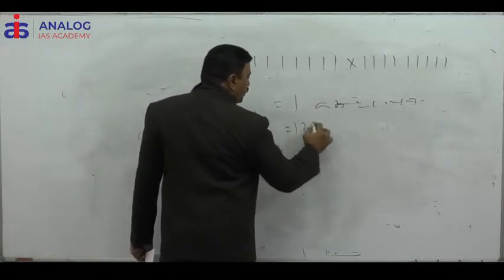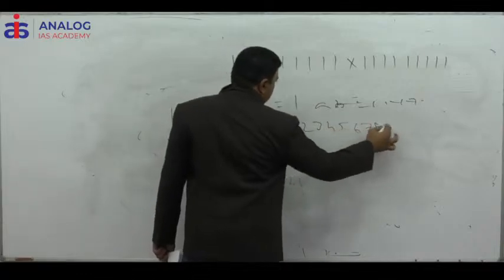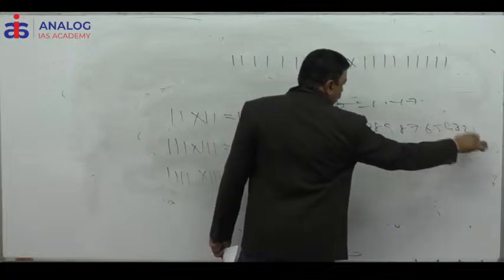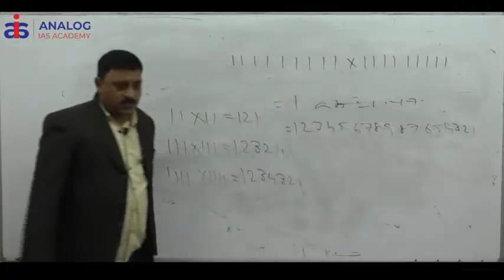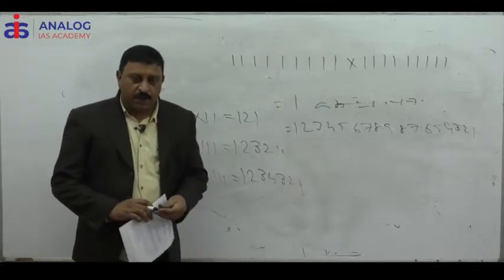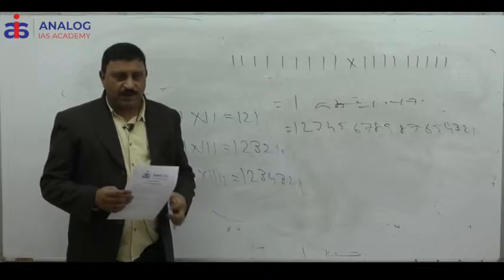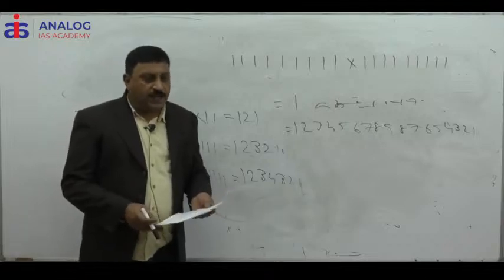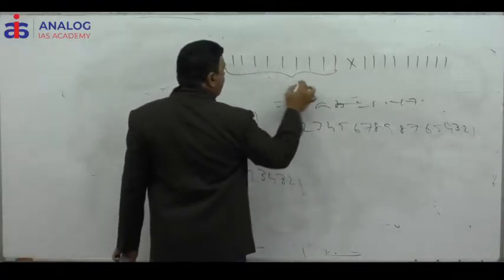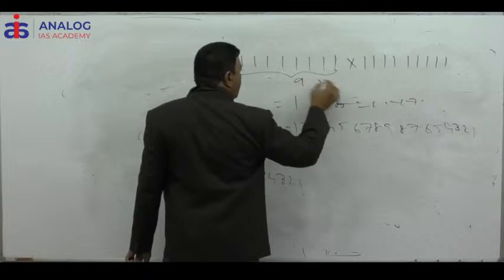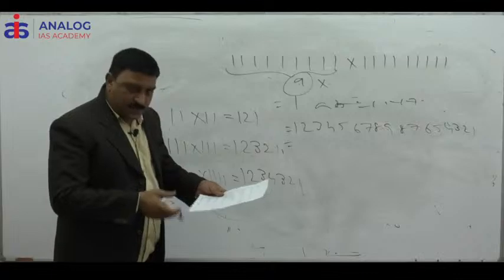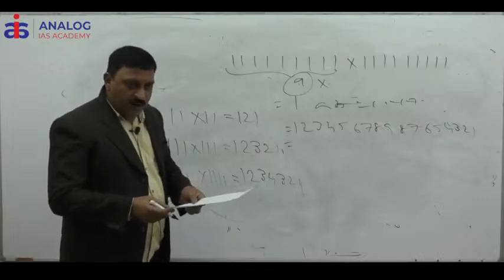So your answer is here: 1, 2, 3, 4, 5, 6, 7, 8, 9, next 8, 7, 6, 5, 4, 3, 2, 1. This is the answer. Now you have to add all of them and say the answer. But we should not do that one. Intelligently, how to get the answer? What is the sum of the digits here? 9. Any number multiplied with 9, the sum must be total 9 only. The bottom, see that one, 64, total 1.